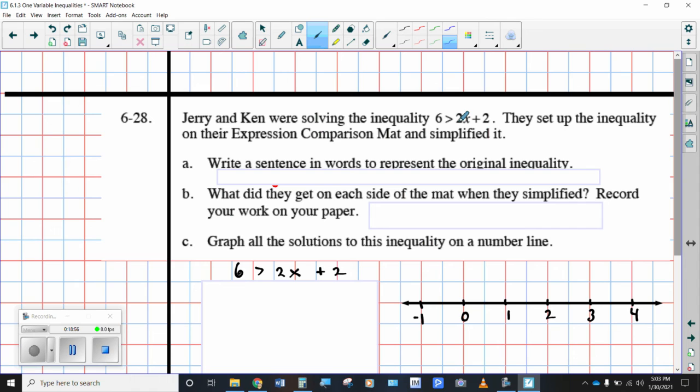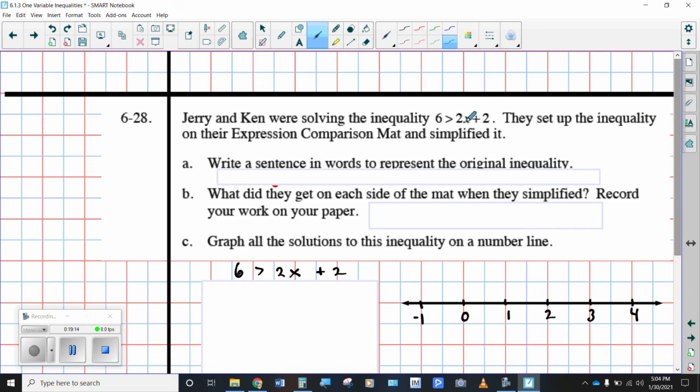All right, let's copy this down and do the same thing. First, it says write a sentence in words to represent this inequality. Okay, so I'm going to read it from left to right, and you choose the words that match what I say, right? 6 is greater than 2 times x plus 2.